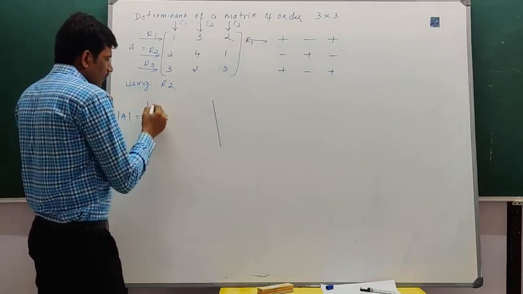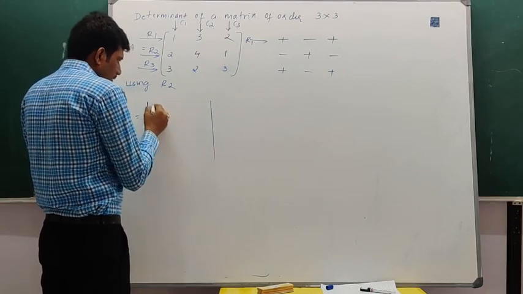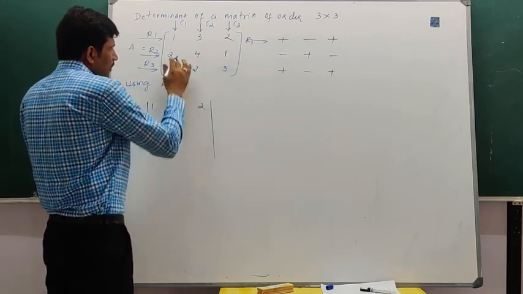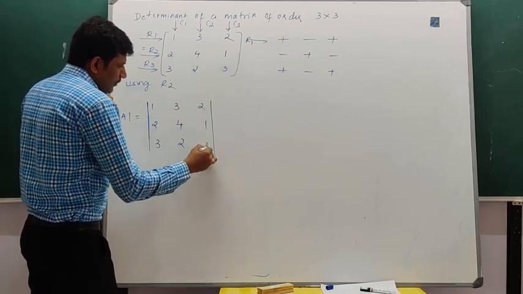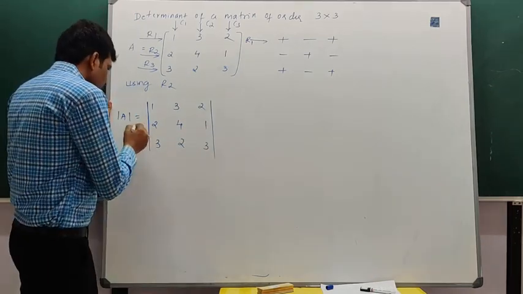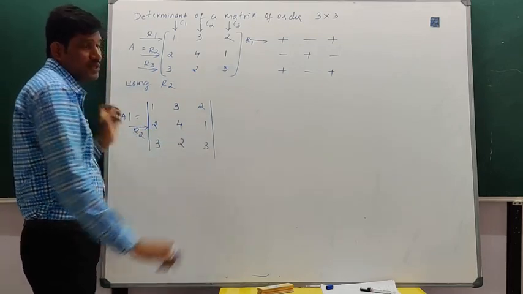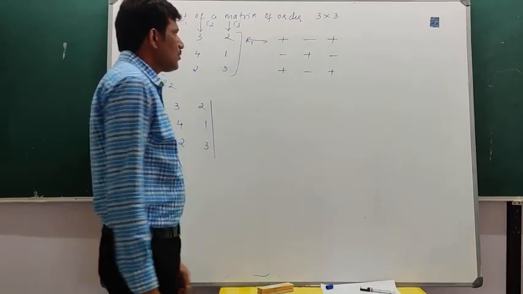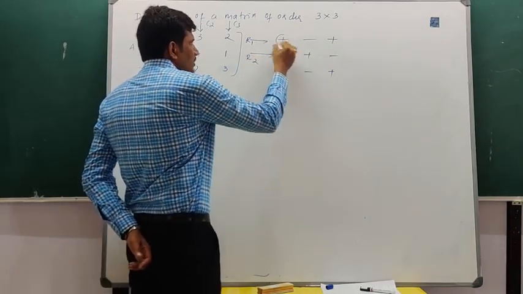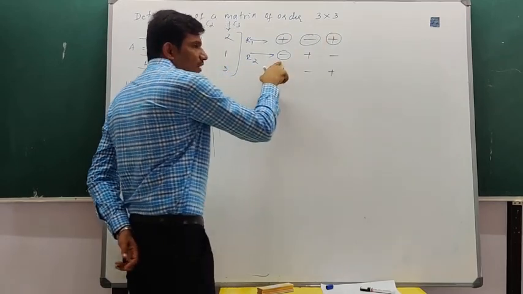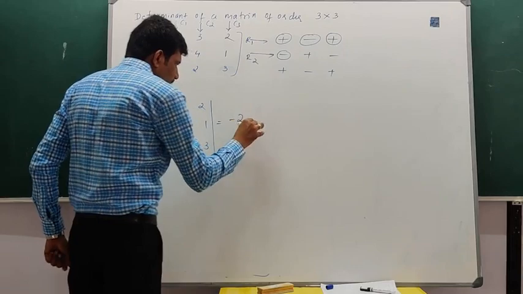So determinant of 1, 3, 2, then 2, 4, 1. So that is 3, 2. Now I am expanding by using the second row, that is R2. Now we have to consider these elements, that is 2, 4, 1. Right? So what is the sign of the first element, this being the second row? It is minus. Now it is minus into plus is minus 2.